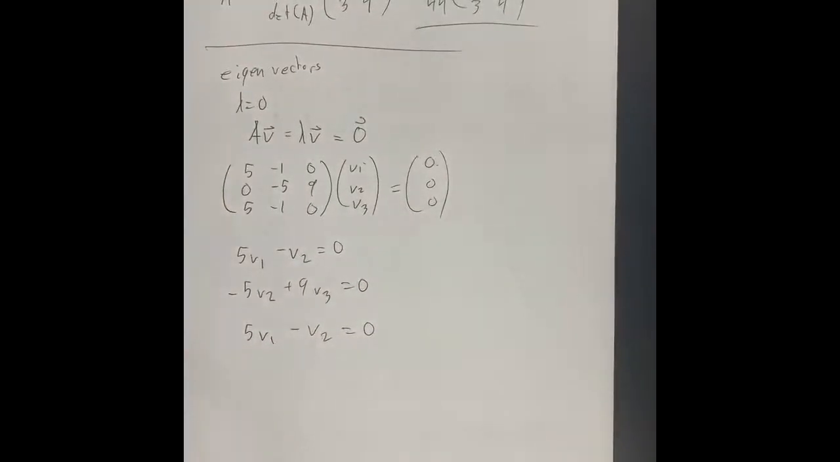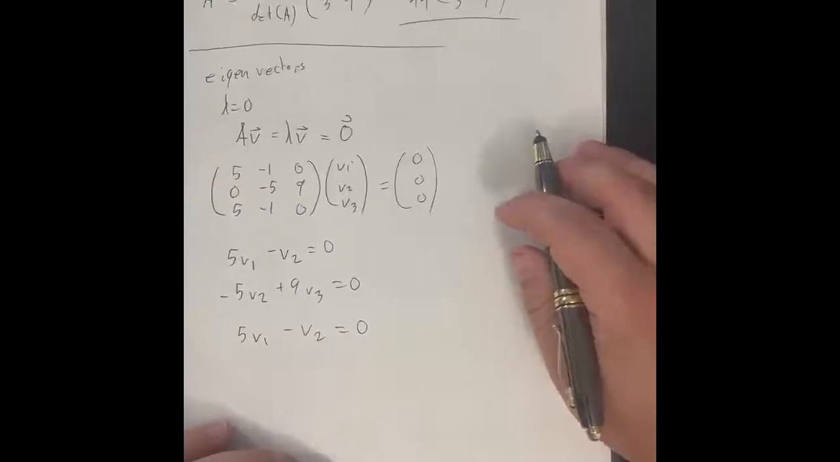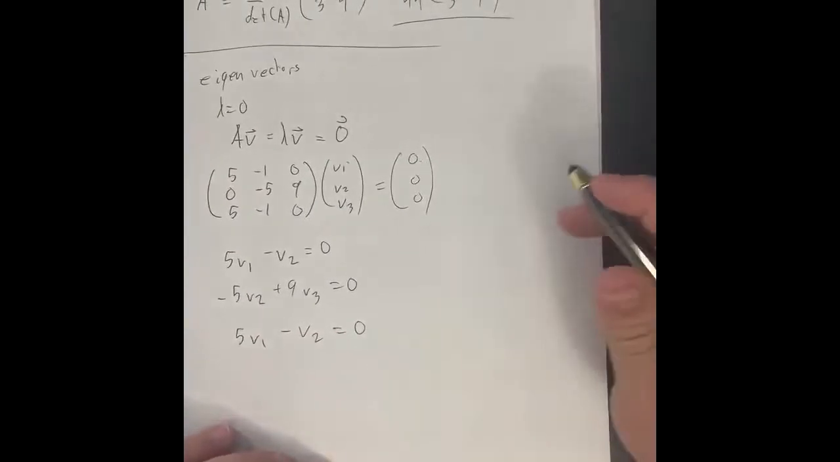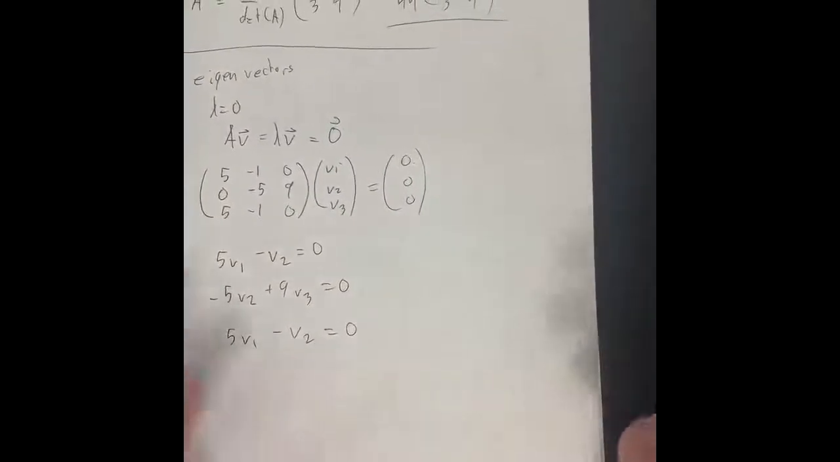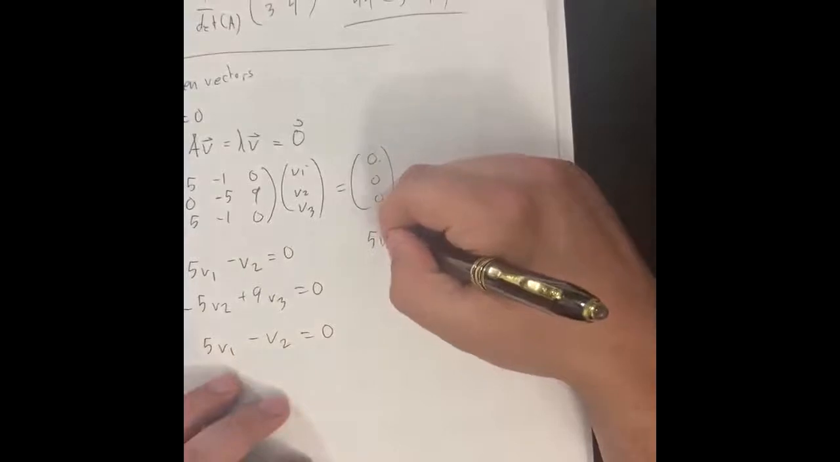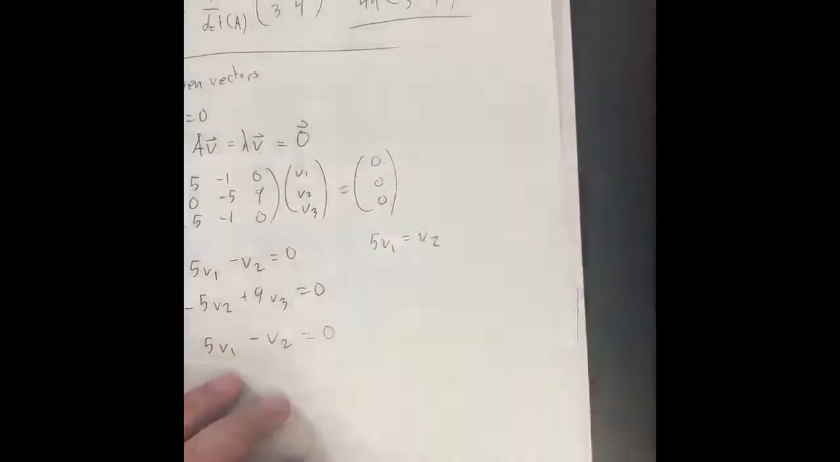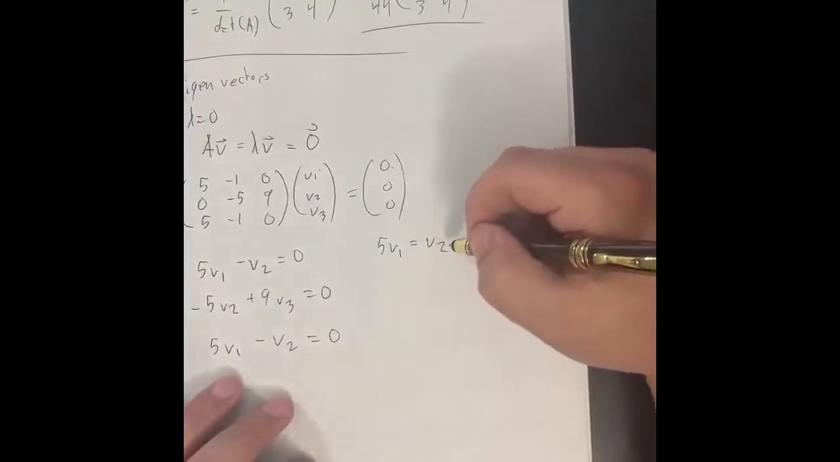So you've got 3 equations and 3 unknowns. We want to try and solve for v1, v2, and v3. How do we do that? We just want to go one step at a time. For example, this first one, we can rewrite as 5v1 equals v2.